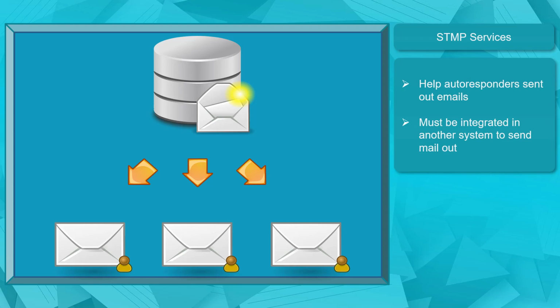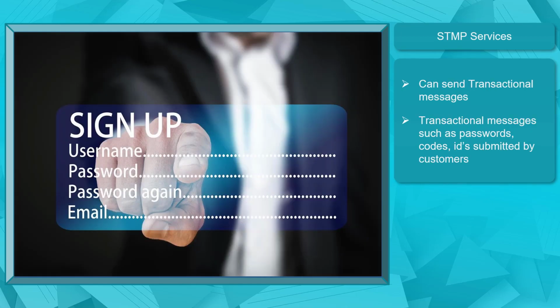They are meant to be integrated into any kind of system you have, like a CMS, e-commerce store, or any platform that needs to send emails to people. You can use SMTP services for that. You can also integrate an SMTP service into your email clients, such as Outlook, to send email messages using the SMTP service. SMTP services are used to send any kind of email message, including transactional messages like passwords, access codes, custom ID, or any field that is submitted by your customers on your website.